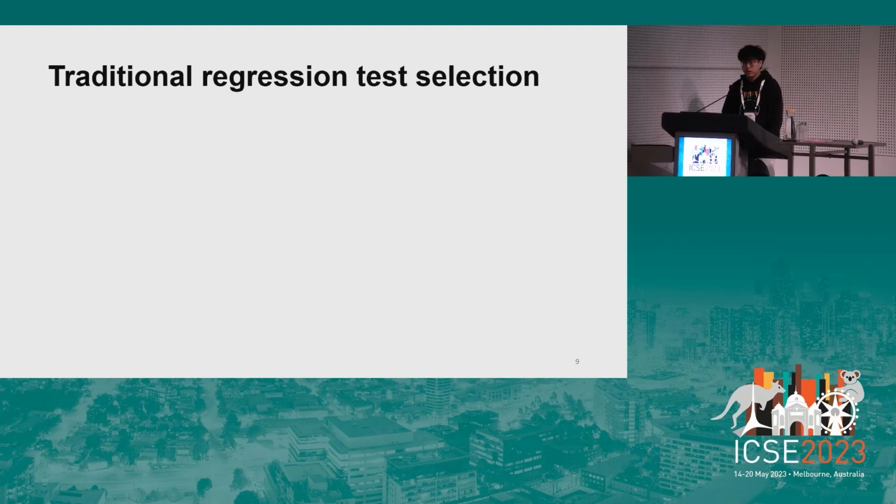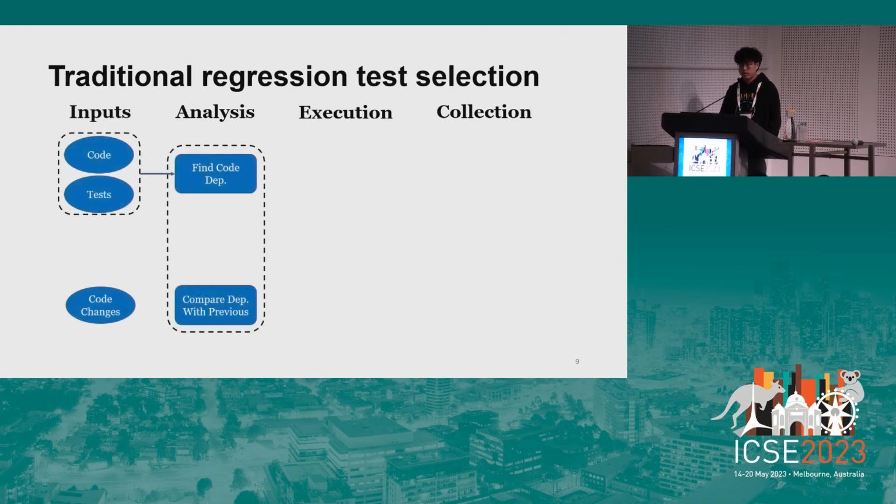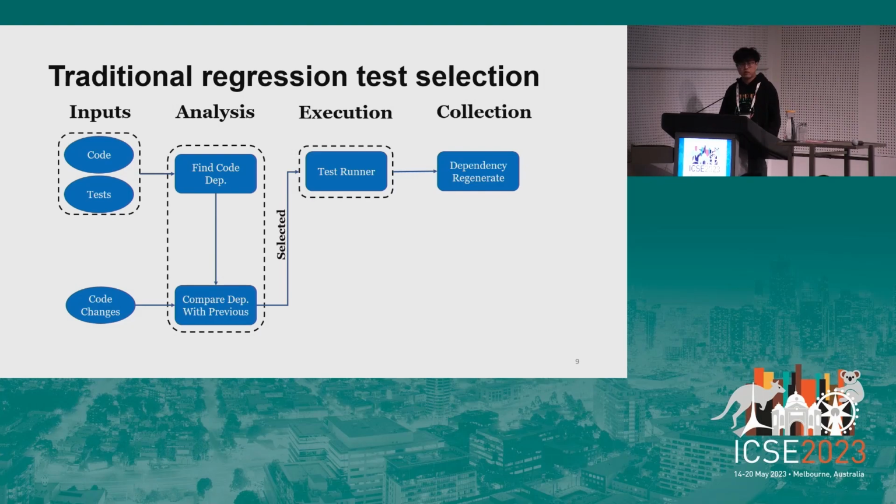So basically, URTS is built on top of traditional RTS techniques with three phases: analysis, execution, and collection. In traditional RTS, given a code and test, the analysis phase first finds the code dependency and compares the dependency with the new code changes. If the code change is related to the test, then it is selected to run and regenerate the code dependency based on the code changes. Otherwise, the execution will be skipped and the dependency stays the same.